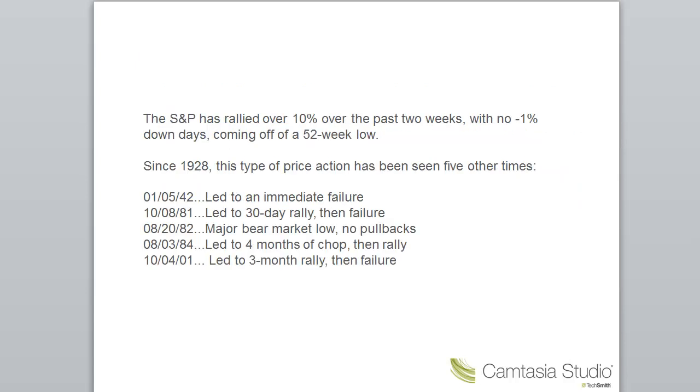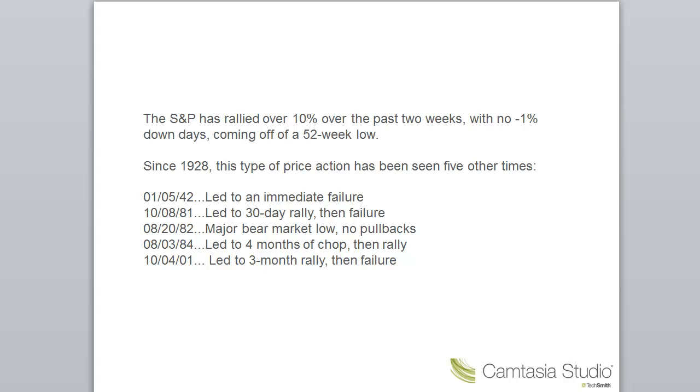Another interesting statistic is that the S&P has rallied over 10% the past 2 weeks with no 1% drawdown days. And this is coming off a 52-week low. Since 1928, since these records have been kept, this type of price action has been seen 5 other times, and those are listed here.